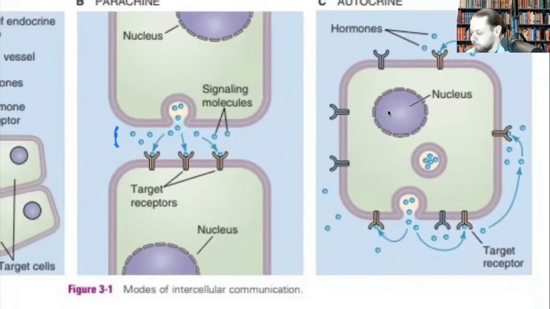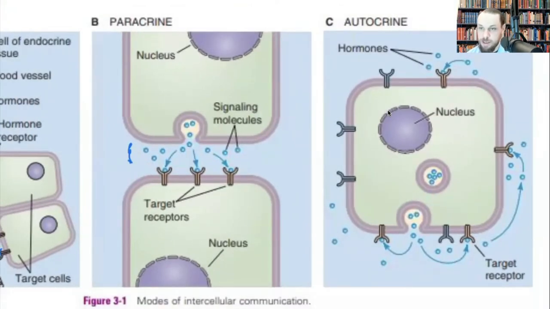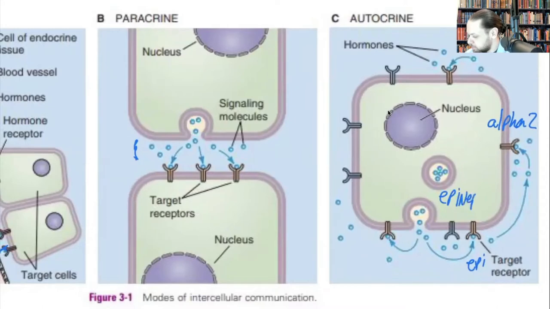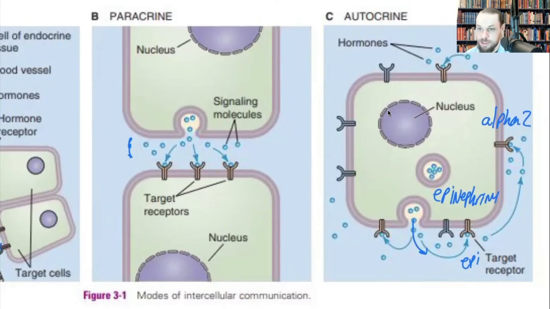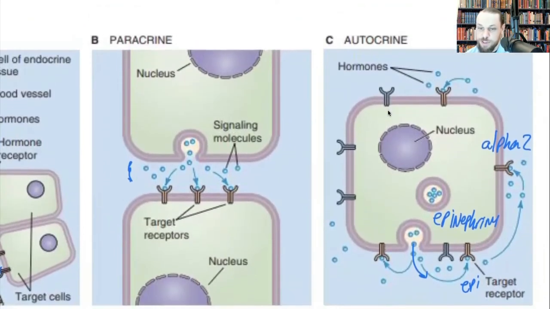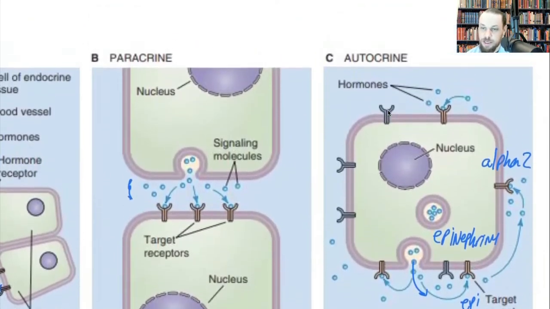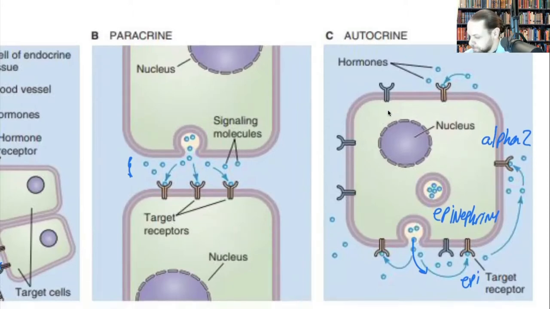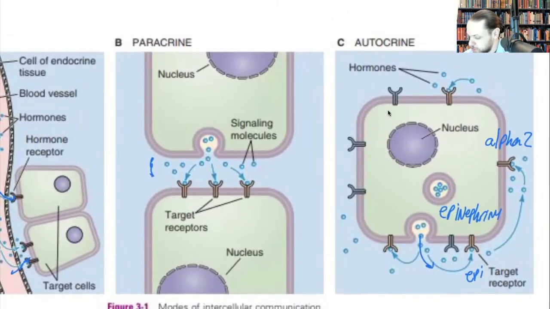Autocrine, right? I gave you an example of a cell secreting epinephrine. It's going to bind to the alpha 2 receptor, right? This could be epinephrine that's secreted here, right? It's coming in and it's acting on the cell itself. So whatever it secretes is actually acting on the cell itself. And alpha 2 stimulation is basically an inhibitory response in this case. So it will decrease further production, right? So this is some of the examples of intercellular communication.